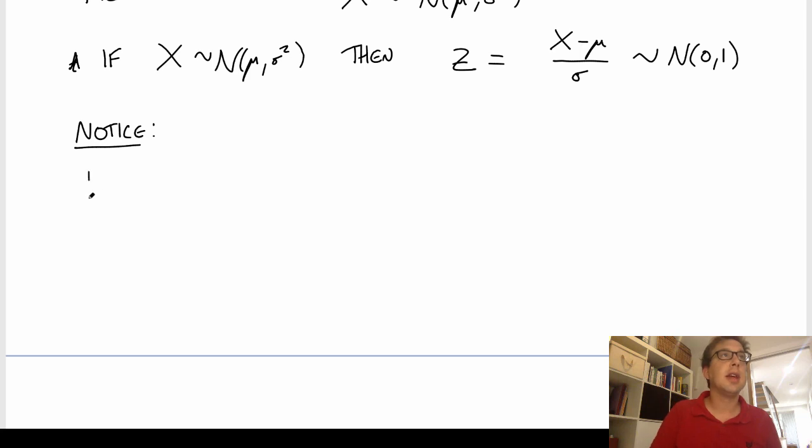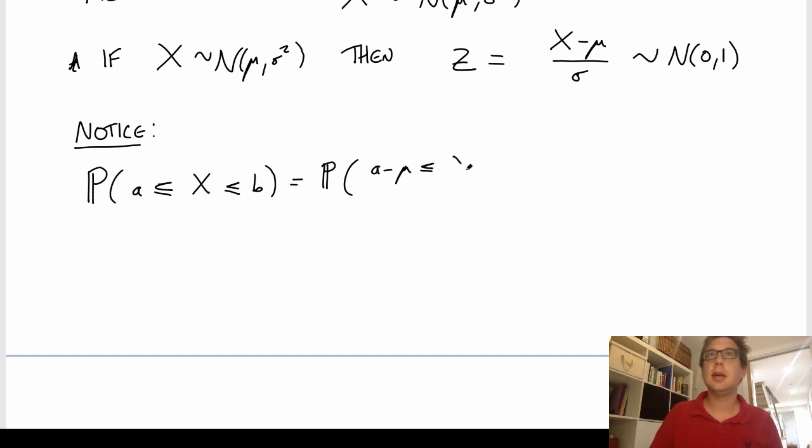We're interested in the probability that a normal random variable, not necessarily a standard one, is between a value of a and b. Just as before, when I was calculating probabilities on an interval, I can do the same arrangement. I can subtract mu from both sides of this expression, and the event stays exactly the same, because the set of outcomes where this is true is exactly the same as the set of outcomes where that is true, and vice versa. Similarly, if I divide by sigma, the same is true.